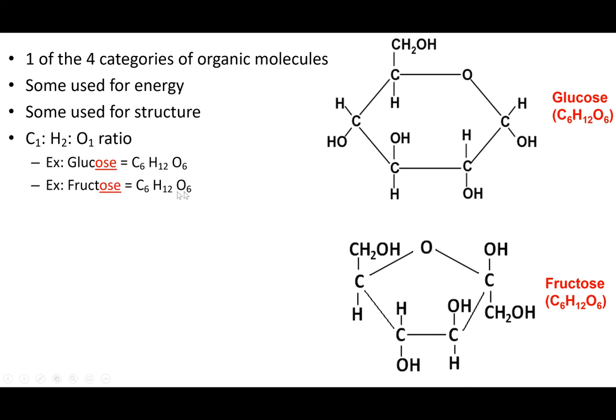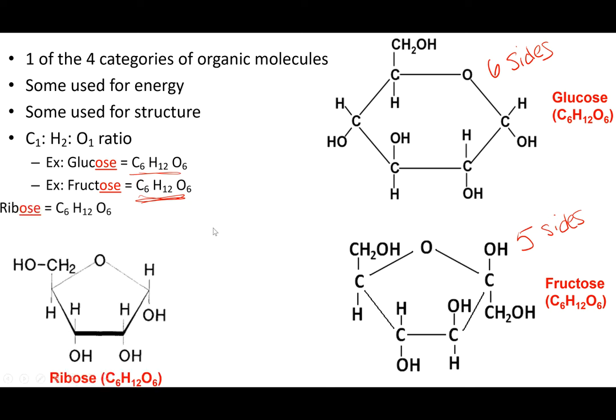Fructose has the same chemical formula, but it's arranged a little bit differently. See how glucose has 6 sides? Write that down. Glucose has 6 sides. Fructose has 5 sides. Now, the chemical formula is the same, but their shapes are different. And don't worry, I'm not going to ask you to memorize all these. You should know the chemical formulas, and you should understand that the chemical formulas are the same, but that their shapes are different. There is one other one that you should know, ribose.